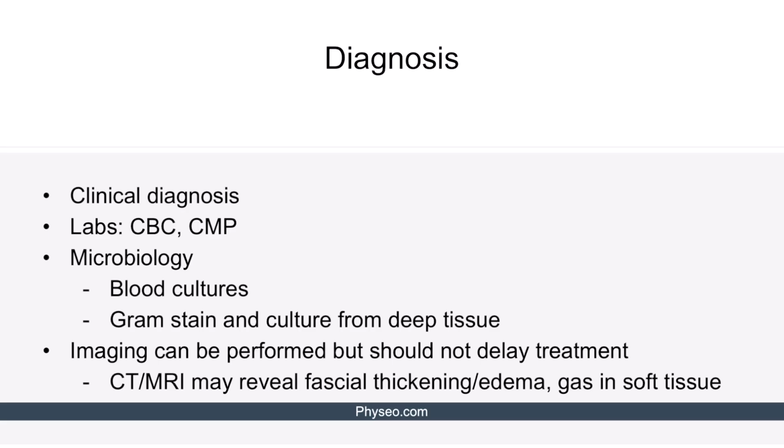Well, how do you diagnose it? Well, you do it clinically, but you will obtain labs like a CBC and CMP. Additionally, you're typically going to get a blood culture and a gram stain with culture of that affected deep tissue. So just think of this as being scary enough that you're not just going to say, oh, I think this is necrotizing fasciitis. We can just get by with a clinical diagnosis and treat it.